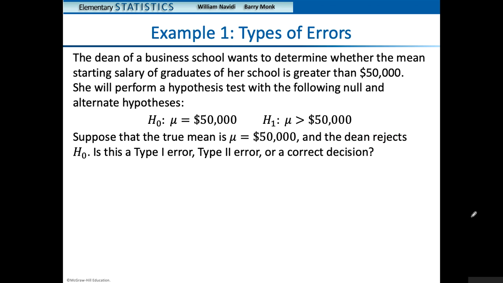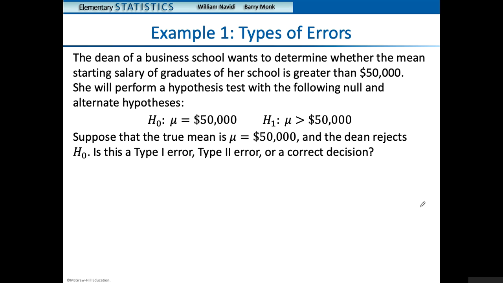So let's just look at a few examples. The dean of a business school wants to determine whether the mean starting salary of graduates of her school is greater than $50,000. She will perform a hypothesis test with the following null and alternate hypotheses. It's set up as a right tail test, because the wording there is "greater."